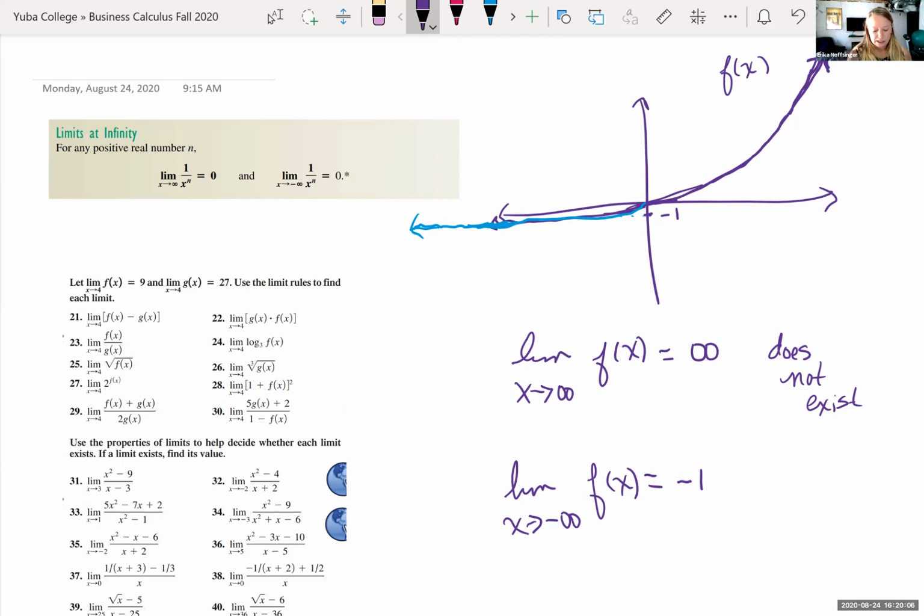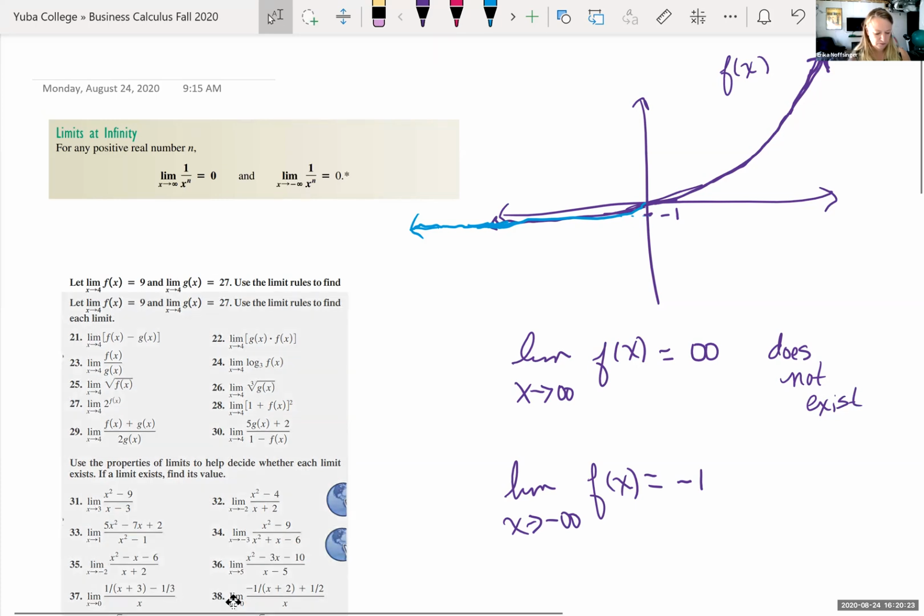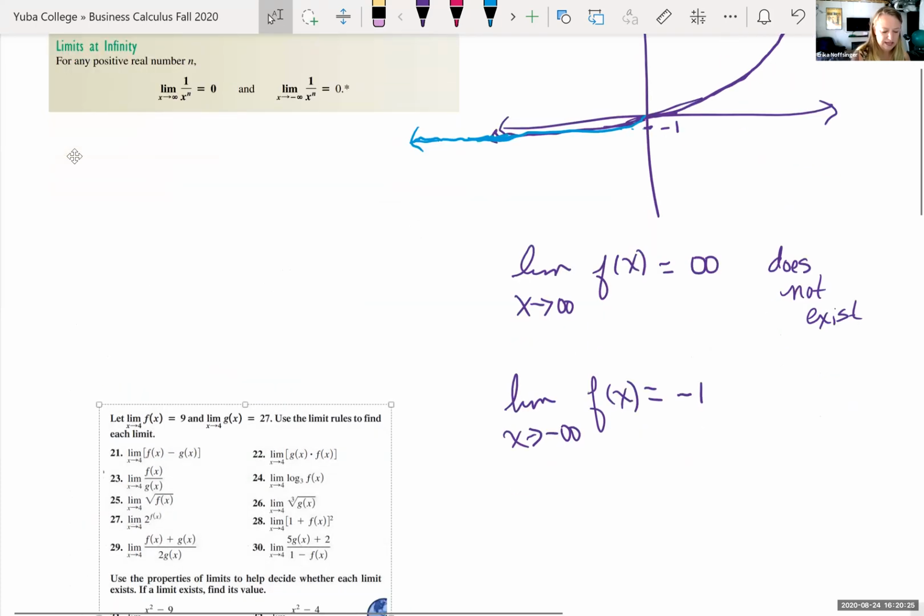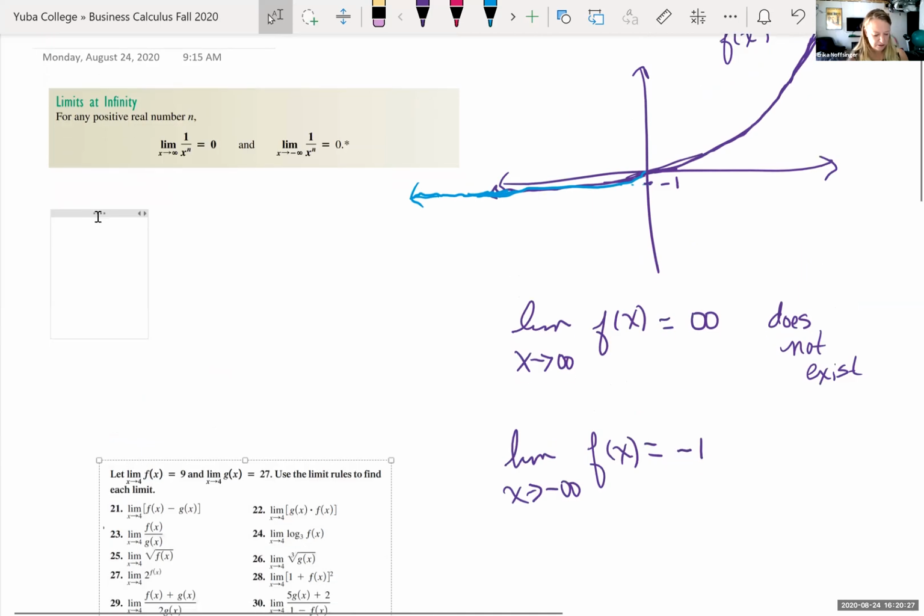Okay, so let's look at limits to infinity. And so if you have 1 over some variable x raised to some power, then that's going to be going to 0. Let's pull up Desmos.